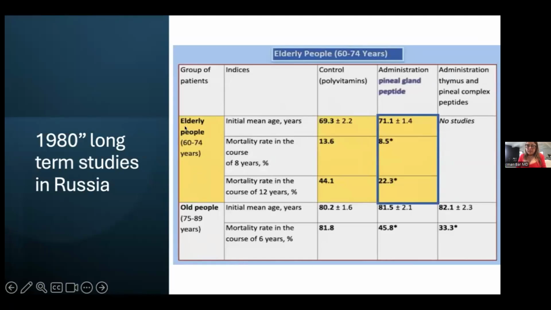This is one of his studies showing elderly people, and I like how they say old people, the 75, 80, like it's very blunt. But they were able to use just the pineal gland to work on reversing the aging. And then on the bottom one, using both pineal gland and thymus, they were able to reverse the aging of the organs.